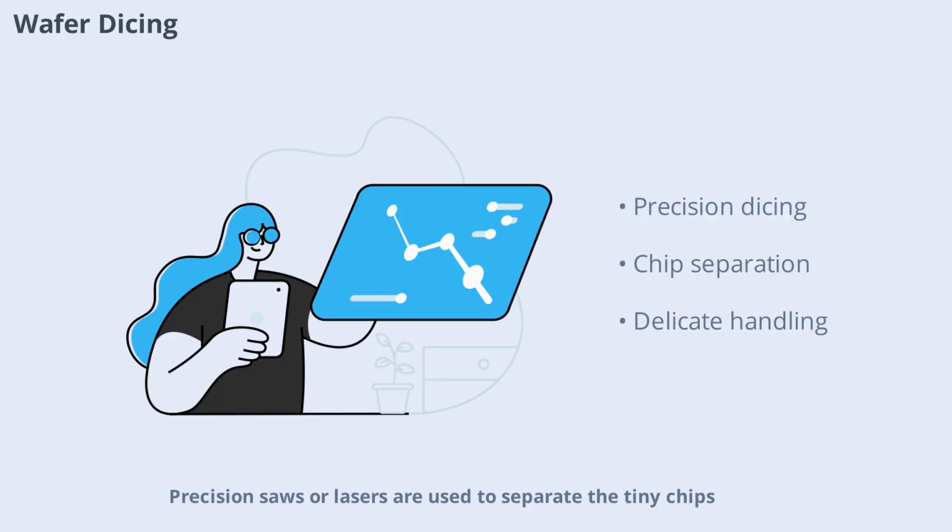Precision saws or lasers are used to separate the tiny chips, each of which contains millions or even billions of transistors. Careful handling is required to avoid damaging these delicate components during separation.